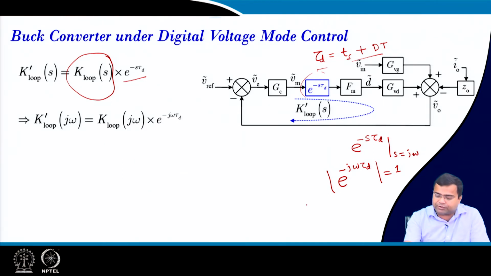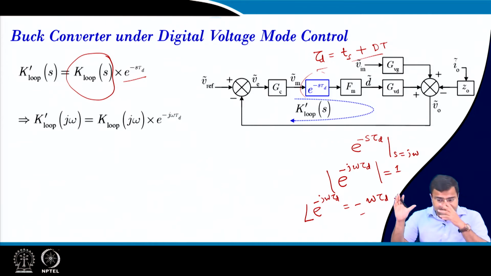will have a phase, because if we take e to the power minus j omega tau d, you will get simply minus omega tau d. So, it will give a linear phase characteristic, where the phase varies proportionally with the frequency, and tau d comes into the picture, and this can substantially reduce the phase margin compared to the analog control.